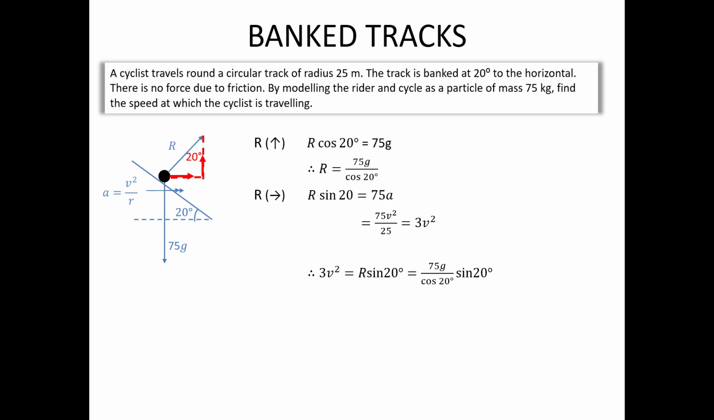I divide by 3, take the square root, and so there you have 9.44 meters per second as the ideal speed for the cyclist to travel to maintain that motion, not relying on the friction at all.